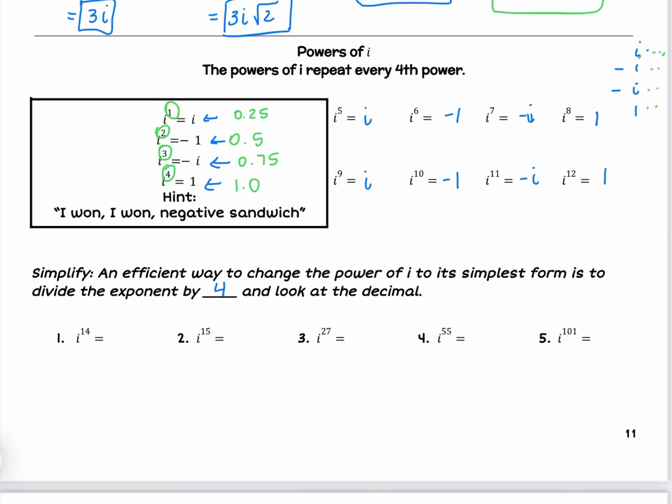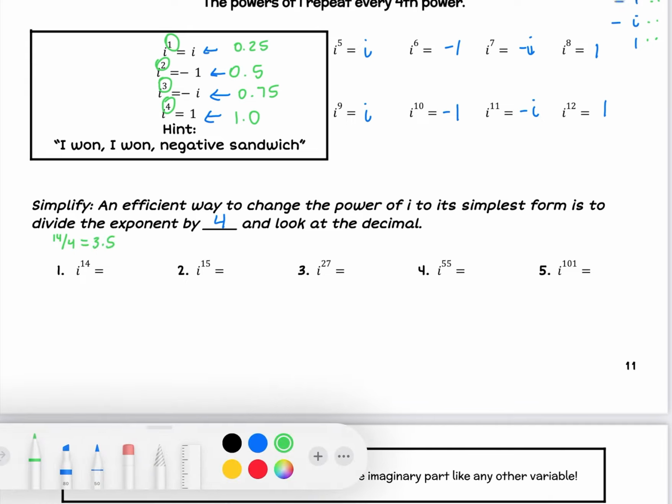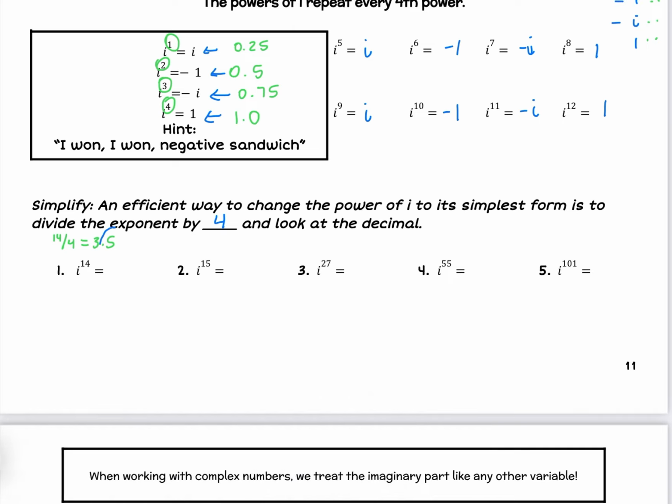So if we look at this first example here, if we divide 14 by 4, we have 3.5. All I'm worried about is this 0.5. Because it ends in 0.5, that's going to tell us it's going to be negative 1, based on our chart above. So this would be negative 1.